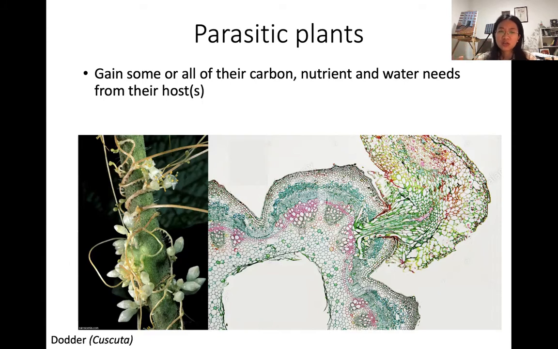So haustoria is really a special, highly modified organ that the parasite uses to establish a physical connection with the host, and then it usually penetrates into the xylem or phloem of the host, and then they extract everything they can get from the host.